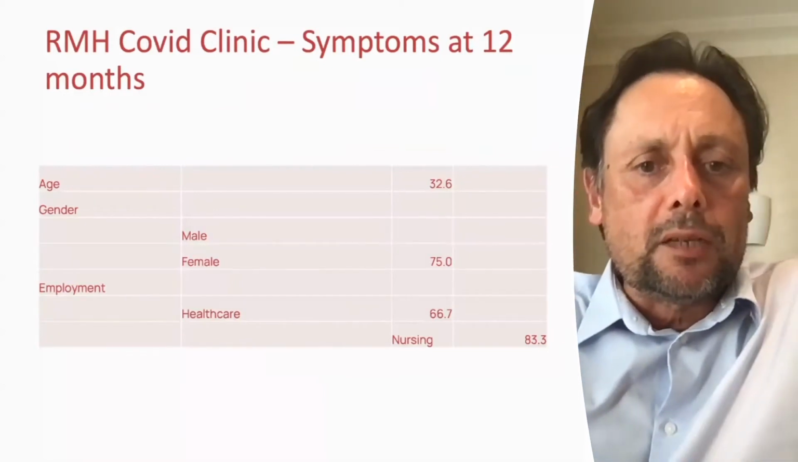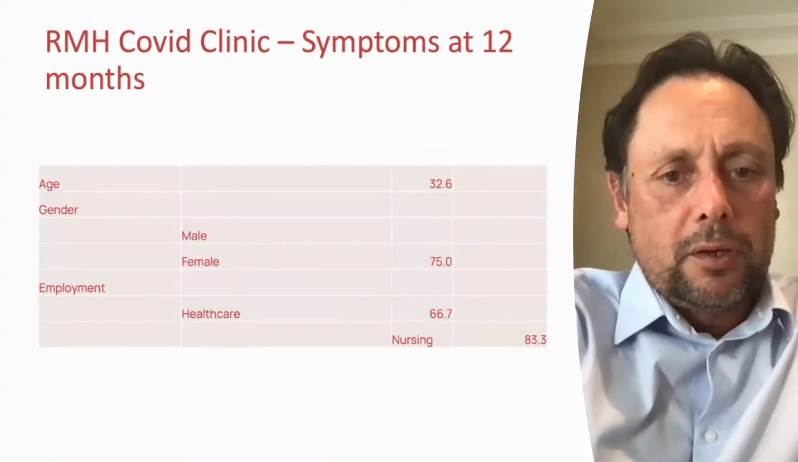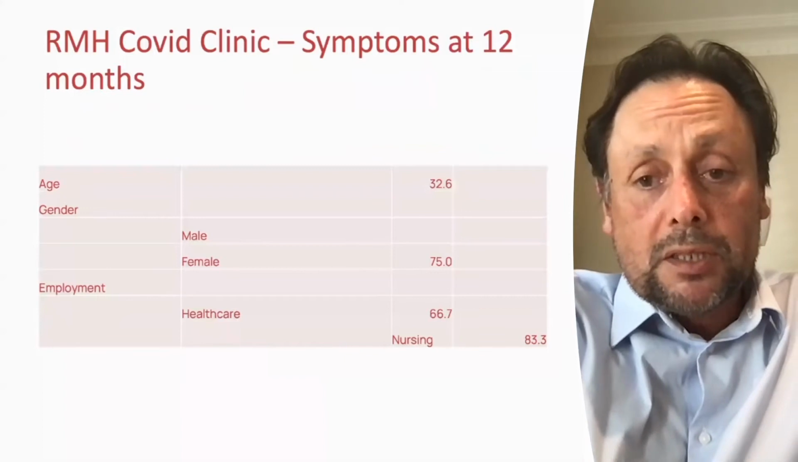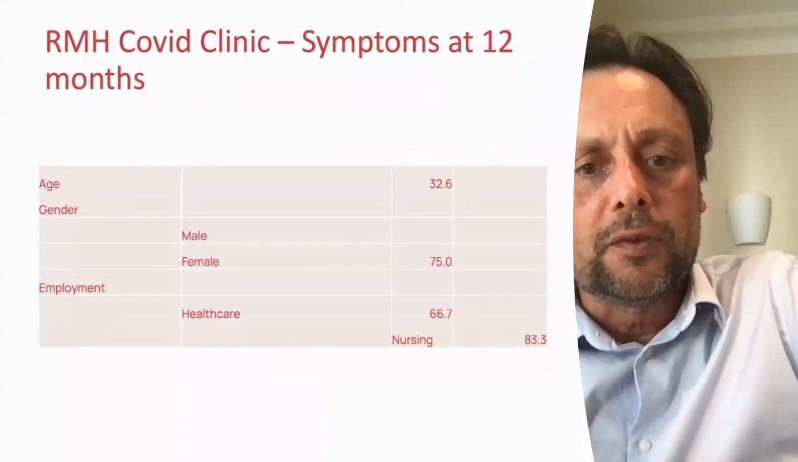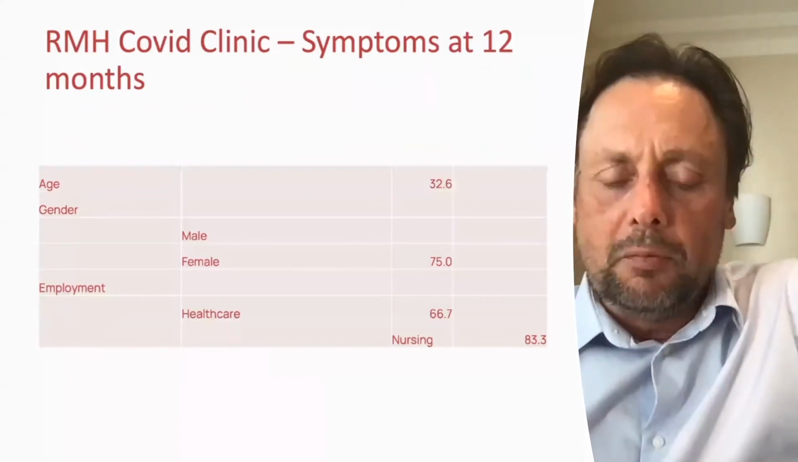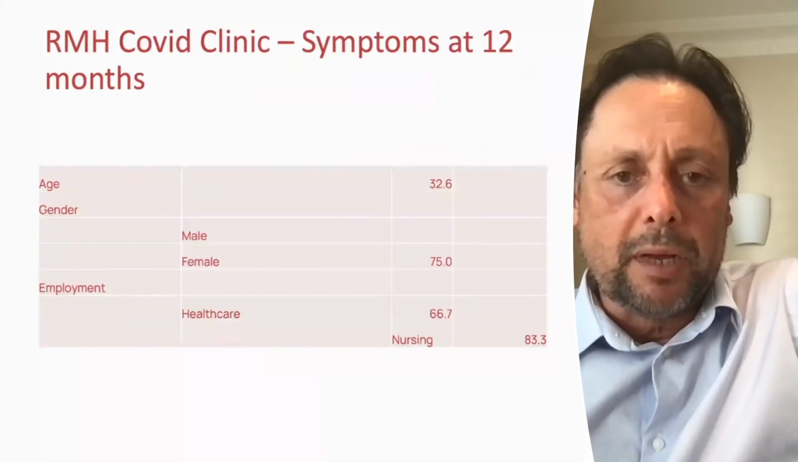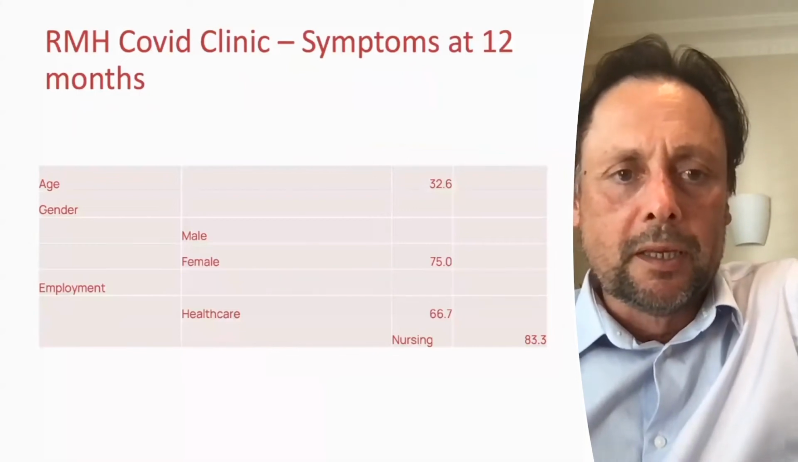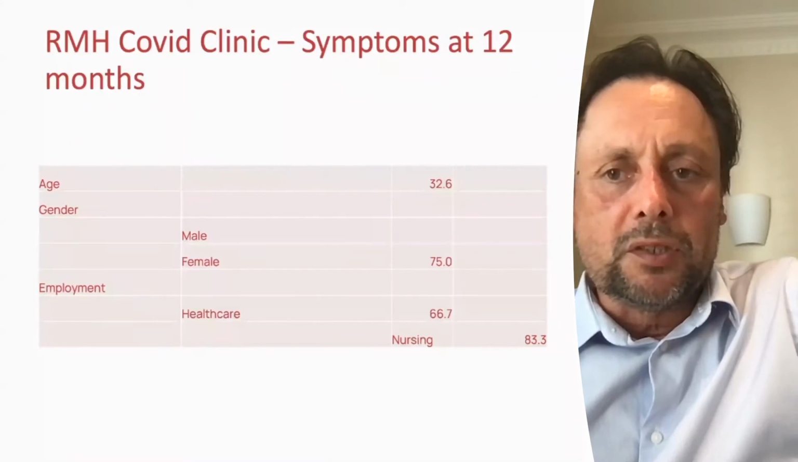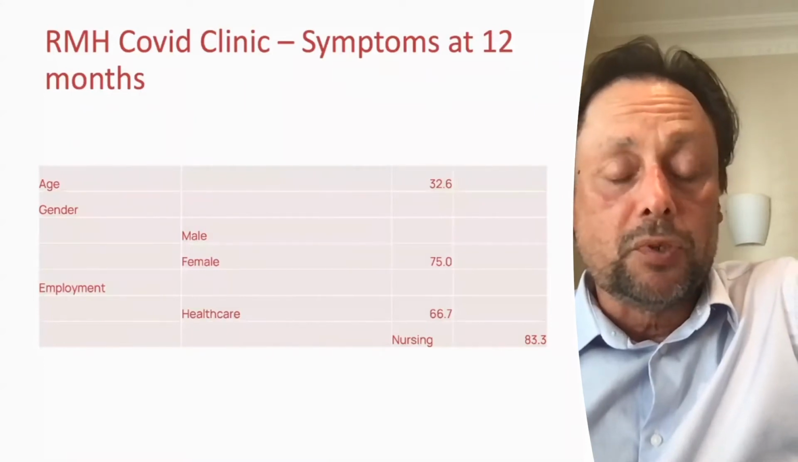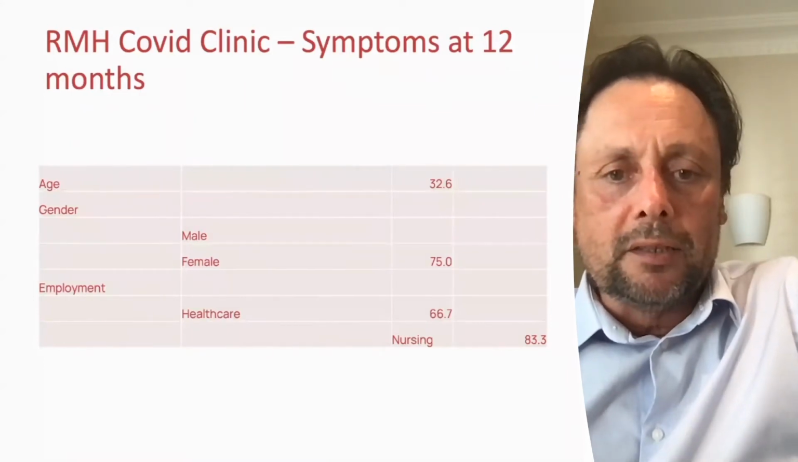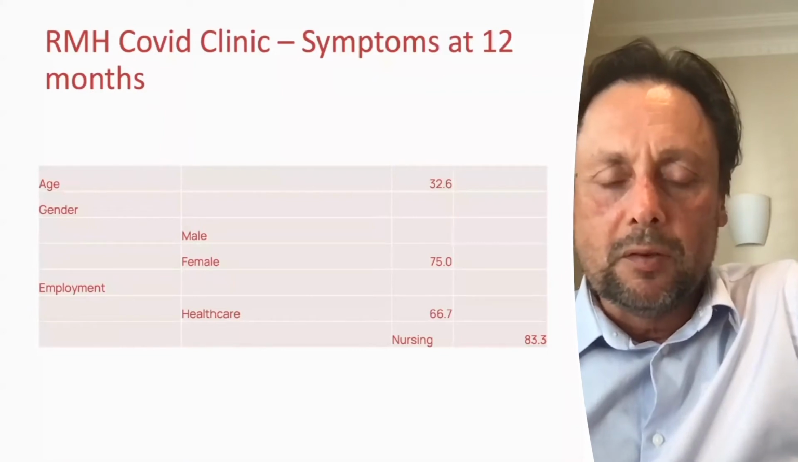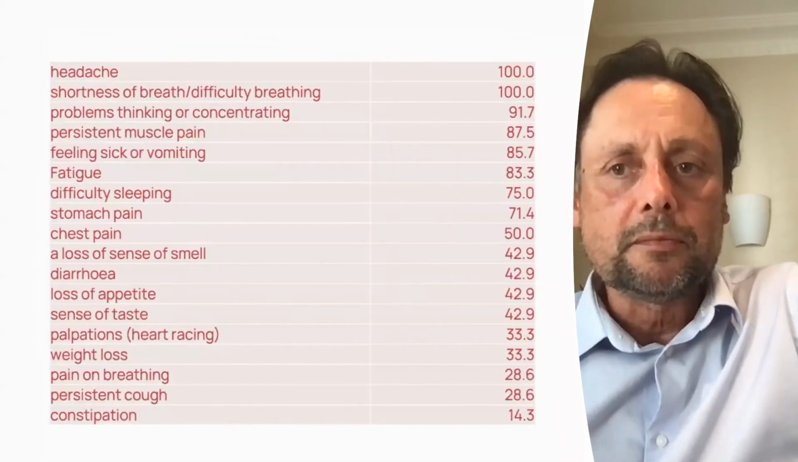We have collected 12-month data on this group. The numbers are quite small, but it's representative of the larger cohort, which has probably been about 150 people through the clinic. As we can see, they were on average 32 years of age, predominantly female, and more than half were healthcare workers, most of whom were nurses.